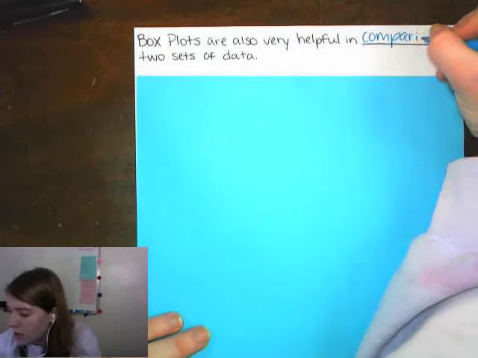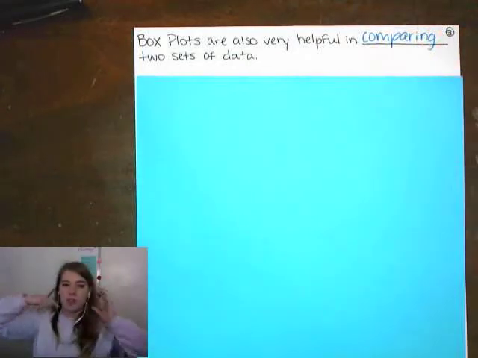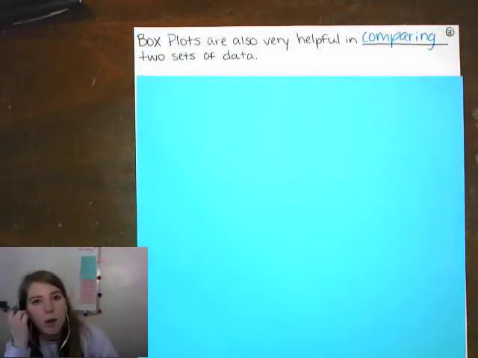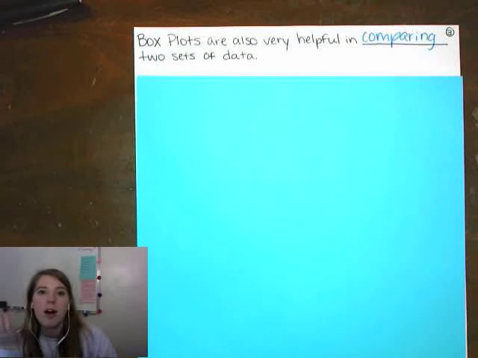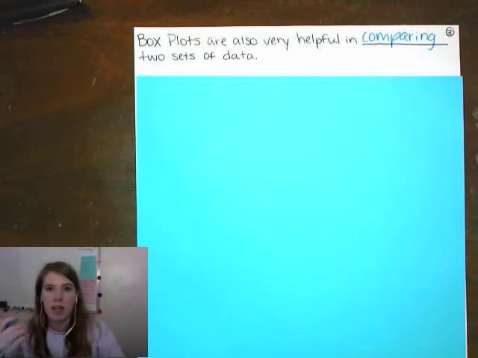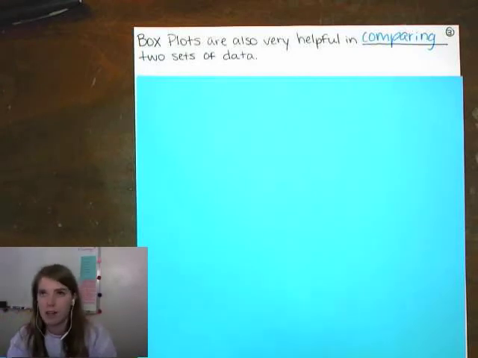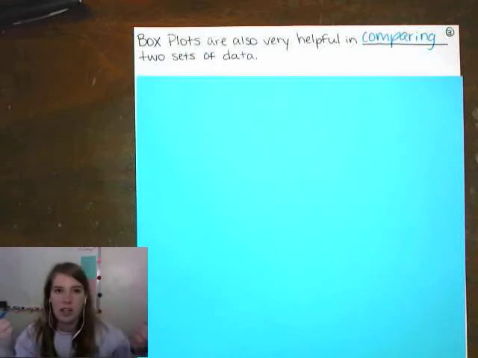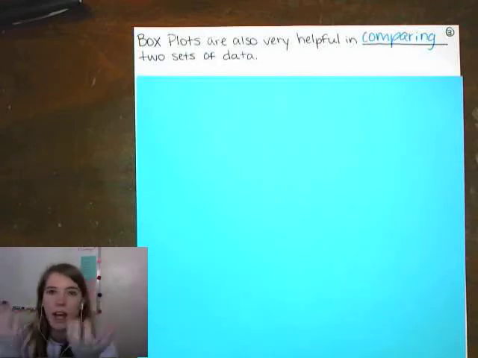Box plots are going to be very helpful in comparing two sets of data. So this is the last page of these notes, so we're almost done. But if we've got two sets of data that's representing maybe a similar sample, a similar set, if I go ask a sixth grade math class a question, and then I go ask a sixth grade social studies class the same question, what kind of data would we get from there?